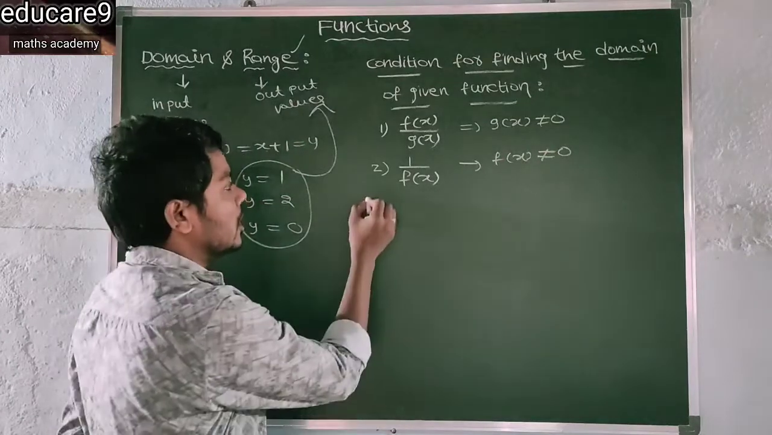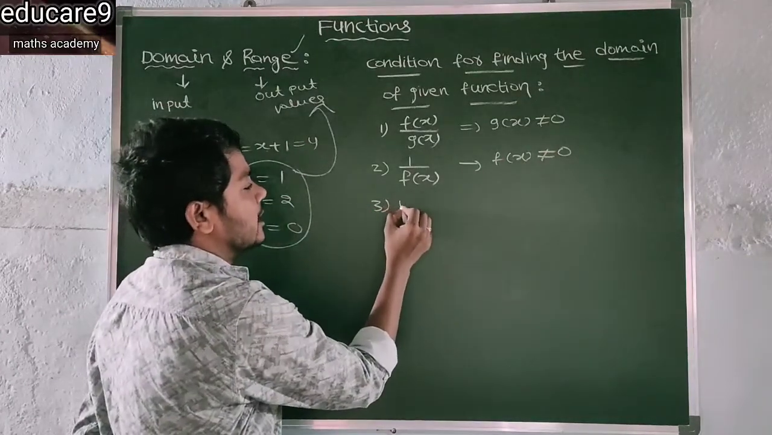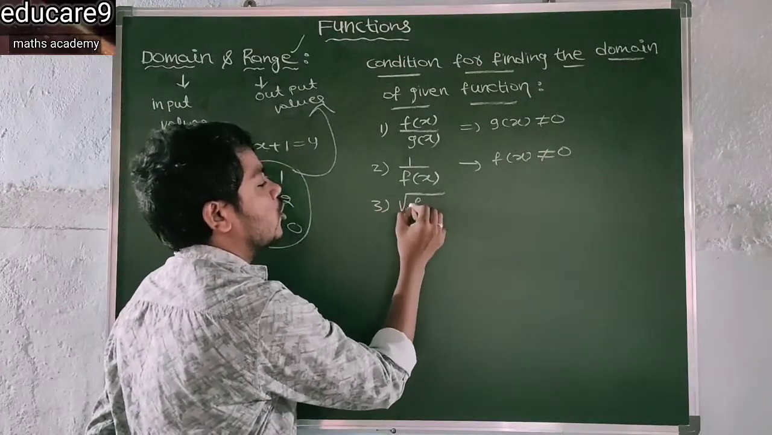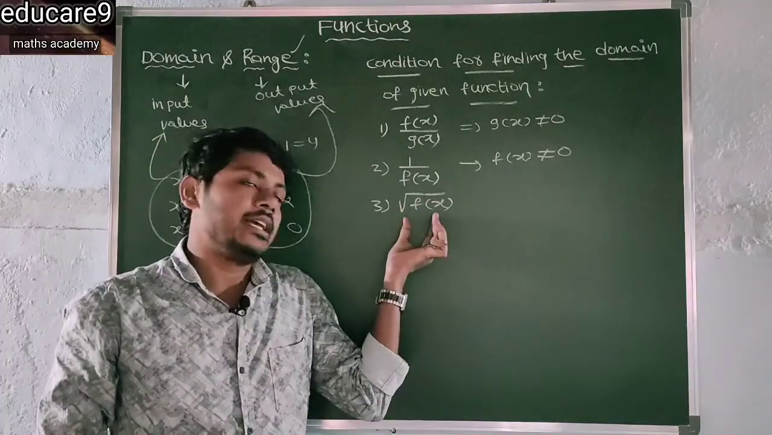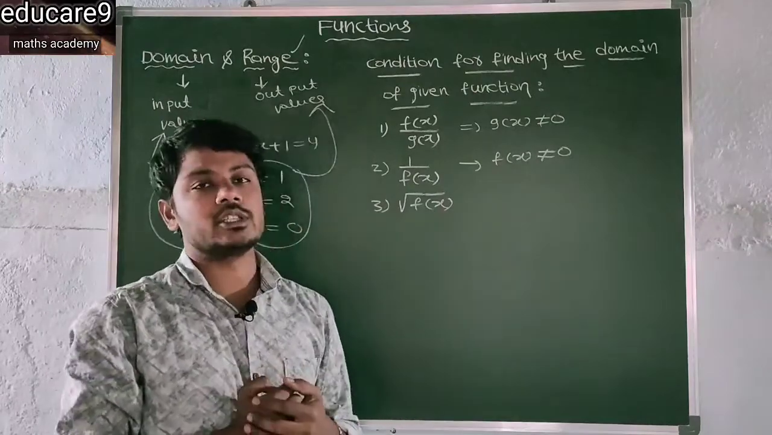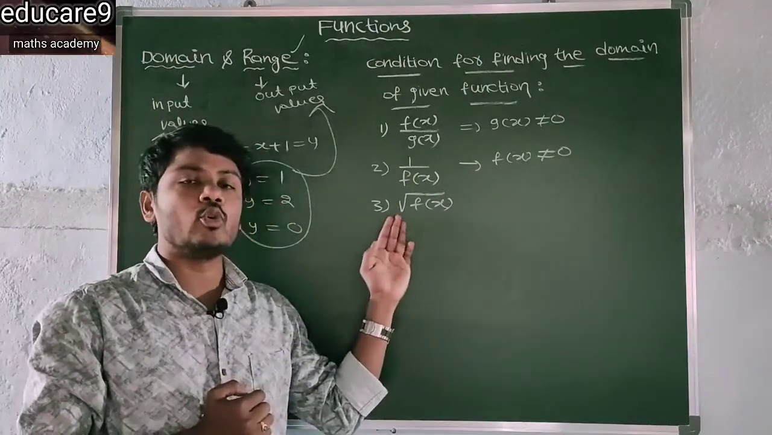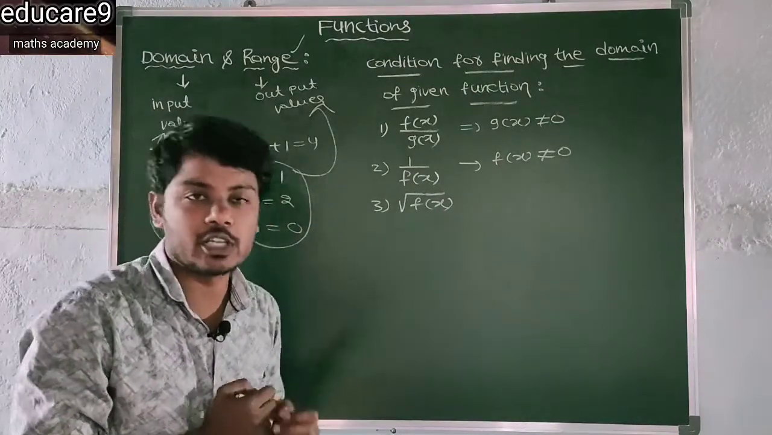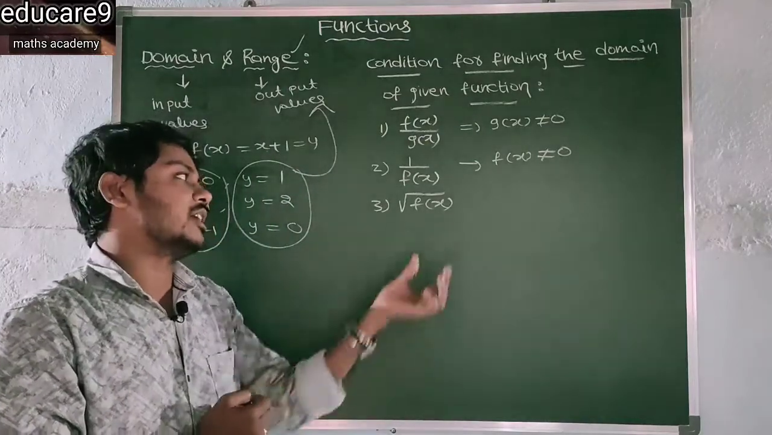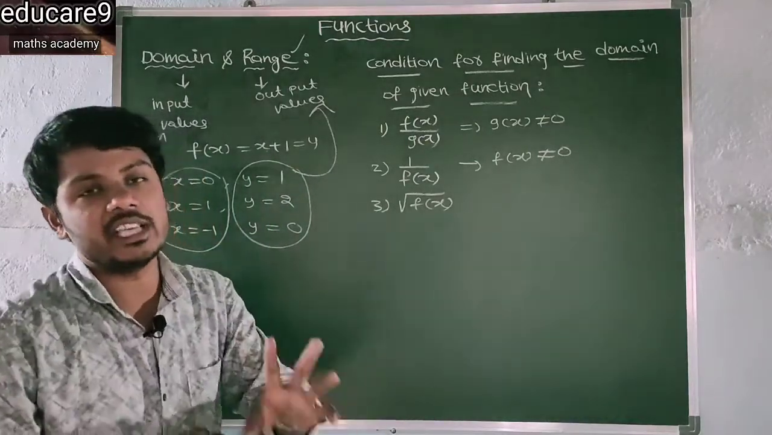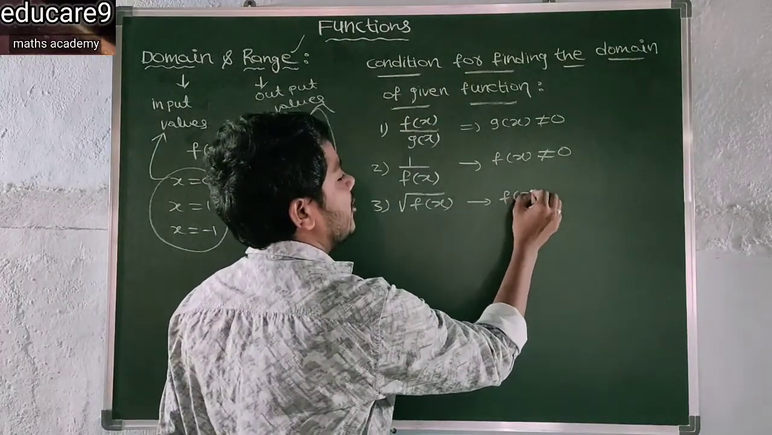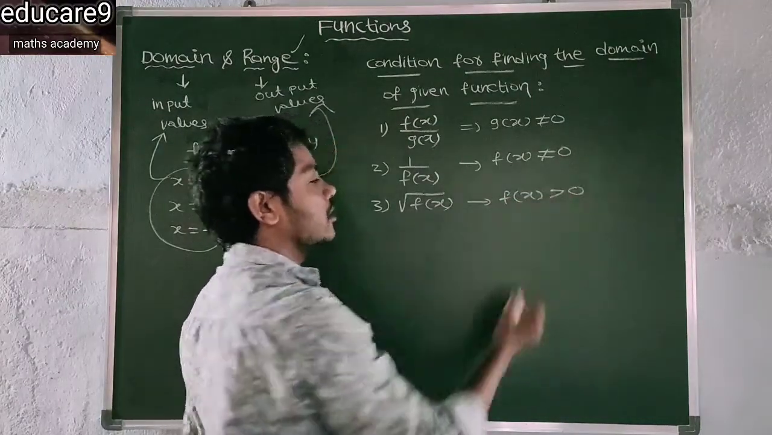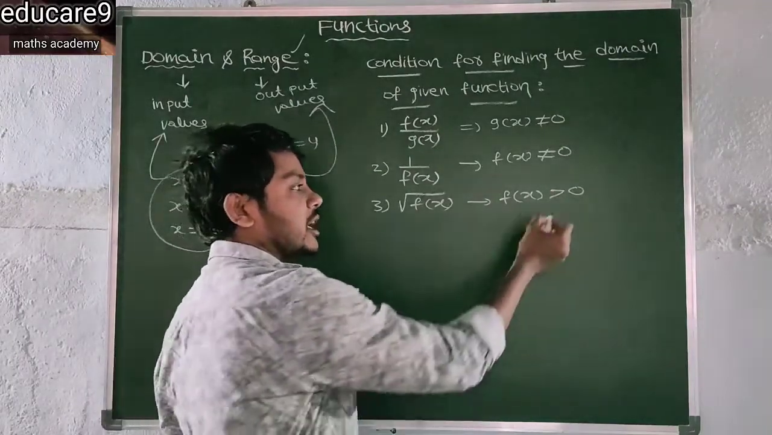Now if the given function is in the form of root f of x, you know that f of x values are always positive. If it is negative, root of negative is not possible in functions. So that's why f of x is always positive. Clearly this can be written as f of x is greater than or equal to 0.